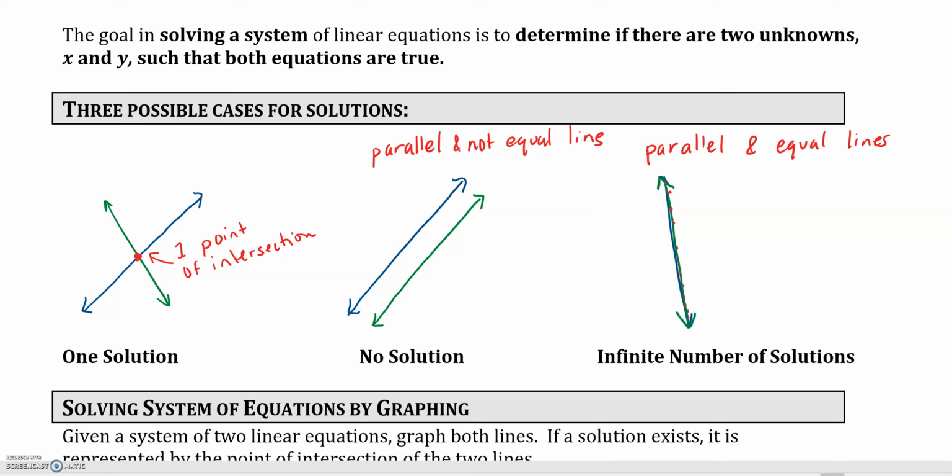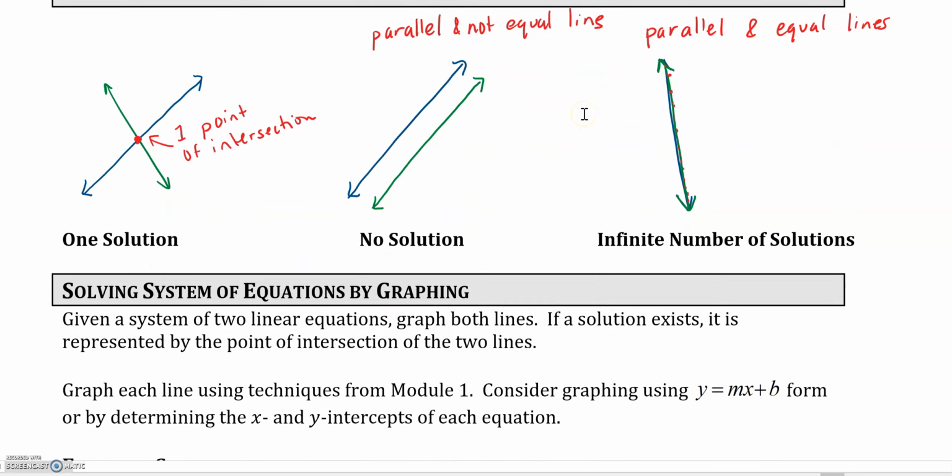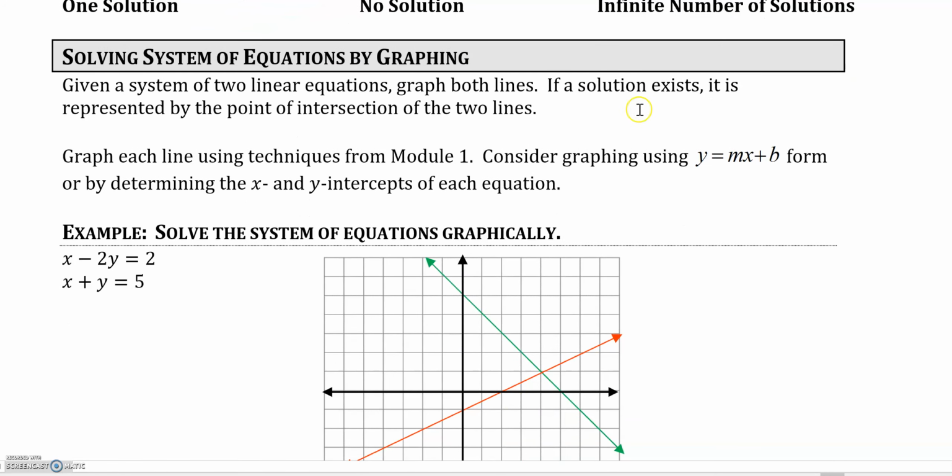So we want to determine these solutions. The first method that we're going to look at to solve systems of linear equations is by graphing. If we're given a system of two linear equations, we want to graph both the lines, and if a solution exists, it is going to be represented by the point of intersection of the two lines. Recall all of our graphing methods from Module 1. You might want to look back at some of your notes from the last unit.